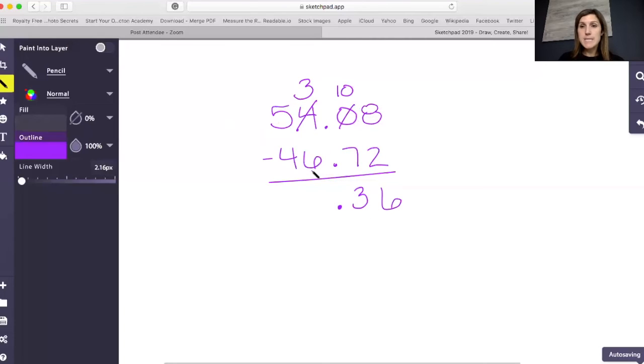Now 3 minus 6 I can't do, so I'm going to borrow from the 5. I'm going to take 1 away and turn the 5 into a 4. Now I'm going to turn that 1 into 10 ones. Adding the 10 ones to 3 equals 13. 13 take away 6 equals 7. 4 minus 4 equals 0, so I don't write anything. And I have 7.36 or 7 and 36 hundredths.